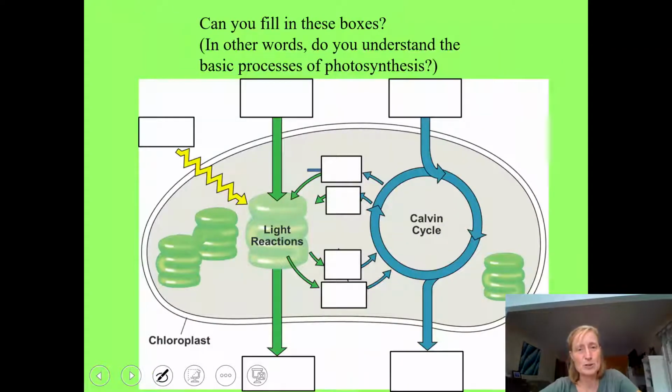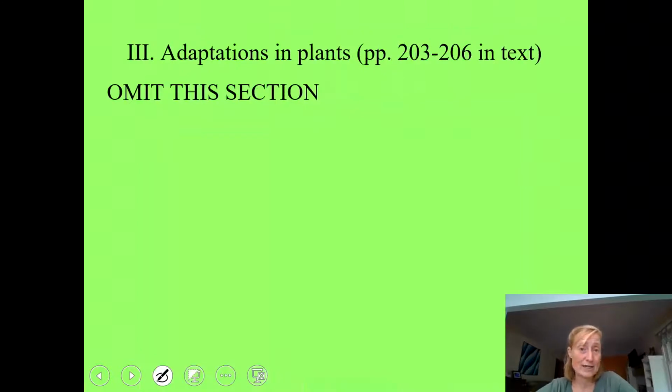Now, you should be able to look at this diagram and fill it out, and use this as your summary for photosynthesis. We've covered the light reactions and the Calvin cycle, and I think we're in good shape. I will try to post a set of review questions about photosynthesis that should help you as well, and I'll post that on our Blackboard site. We are not covering adaptations in plants, although it's really interesting to look at plant adaptations, especially in their mechanisms of photosynthesis. We are just not covering that this year.